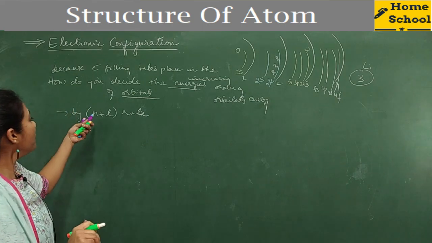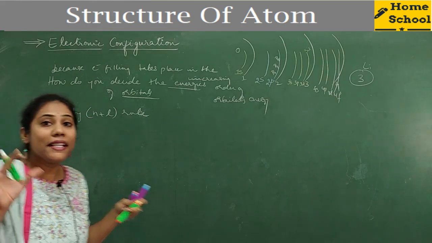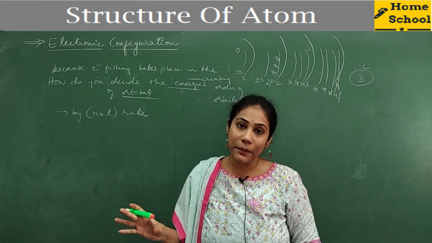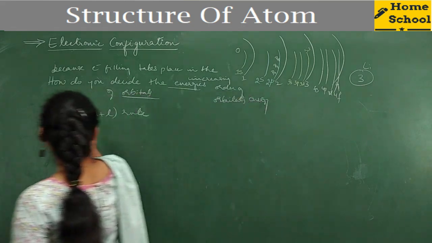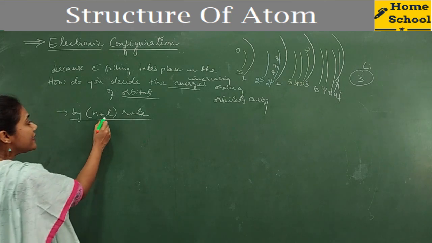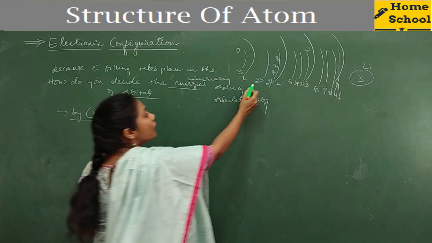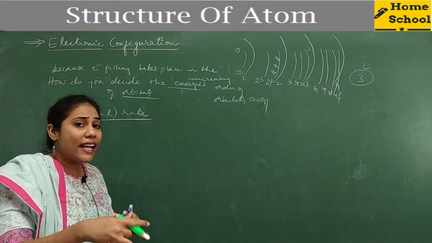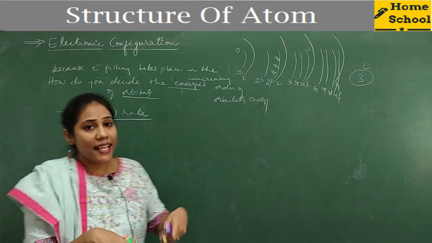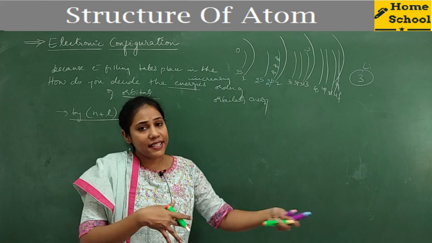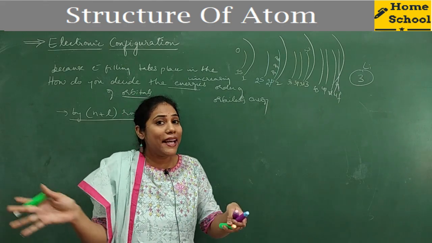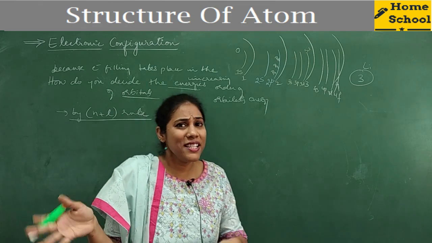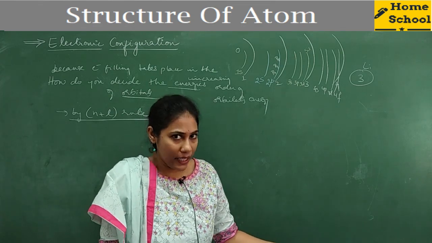Do you know what n means? n is nothing but the principal quantum number. l is nothing but the azimuthal quantum number. Now let us apply this n plus l rule to all these subshells and find out which subshell has less energy or more energy. We are comparing energies of these subshells. The energies of subshells are nothing but the energies of orbitals.